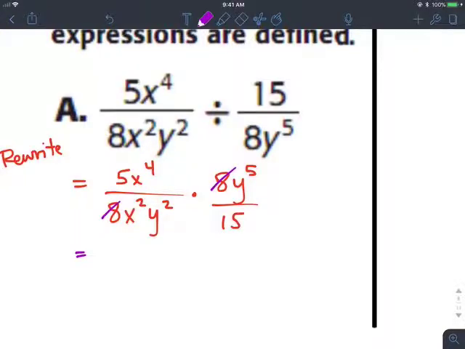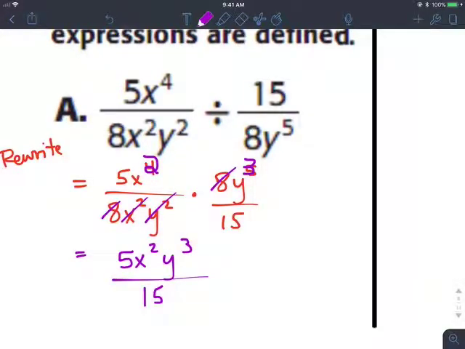8 cancels with 8. X squared. This one now upstairs turns into x squared. This is y squared down here. This is y to the 5th up here, so now it turns into y cubed. So let's see what I have. I have 5x squared y cubed over 15.